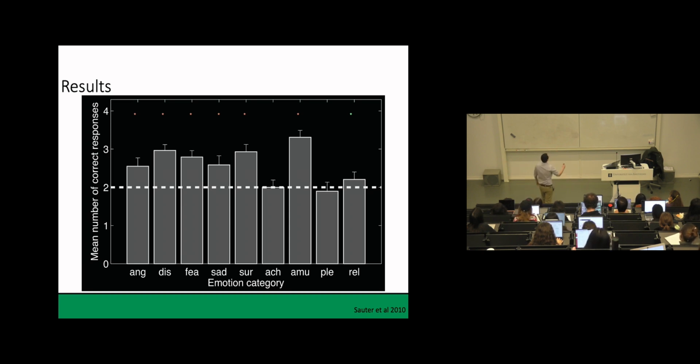Instead, what we see is that for anger, disgust, fear, sadness, surprise, and amusement, the average number of trials that they got right was significantly greater than chance. Right? Pointing to this idea that they do accurately recognize these vocal bursts of emotion. What you'll also potentially recognize is that achievement and pleasure are not greater than chance.